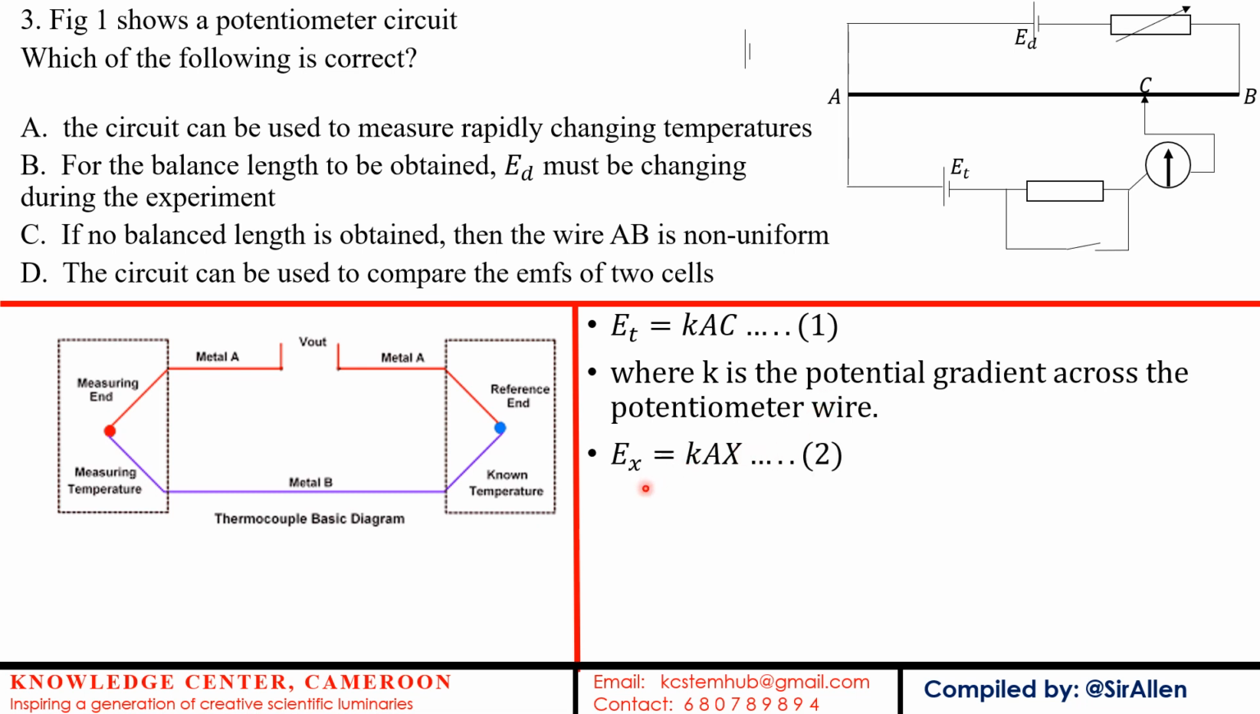Now if I bring in an unknown EMF and place it here, it's going to give me a new balance length at X. So AX multiplied by the potential gradient equals the EMF of that unknown. So if we ratio equation 1 and equation 2, we get EX over ET, which is KAX over KAC. That gives us an expression relating and comparing the two EMFs, EX, the unknown EMF, and ET, the known EMF, as their balance lengths gotten from the potentiometer wire.